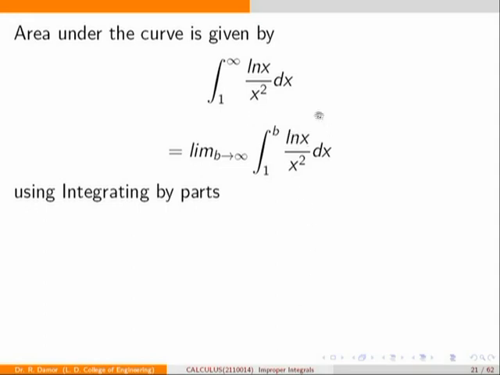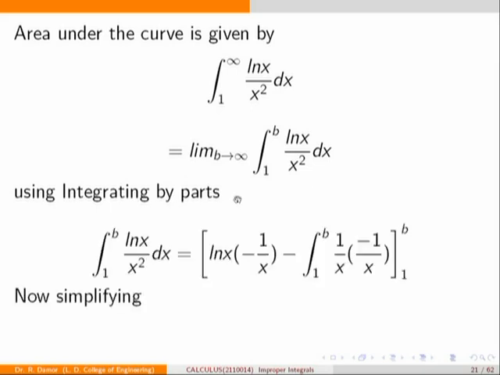Now to evaluate this integration of ln x upon x square, we can use integration by parts. So this can be written as: ln x as it is, and the integration of the term 1 upon x square. What is the integration of this? Minus 1 upon x. This is my u and v.